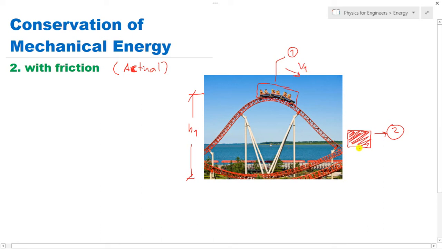And then at state 2, of course, it has a height of h2. And then it also has a velocity of v2 because it is still moving downward. So even after going down, it is still moving. It's moving.